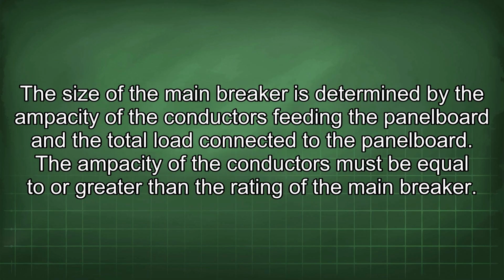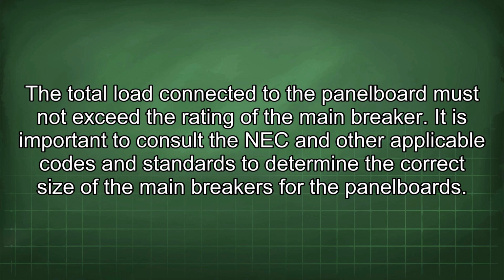The size of the main breaker is determined by the ampacity of the conductors feeding the panel board and the total load connected to the panel board. The ampacity of the conductors must be equal to or greater than the rating of the main breaker. The total load connected to the panel board must not exceed the rating of the main breaker.